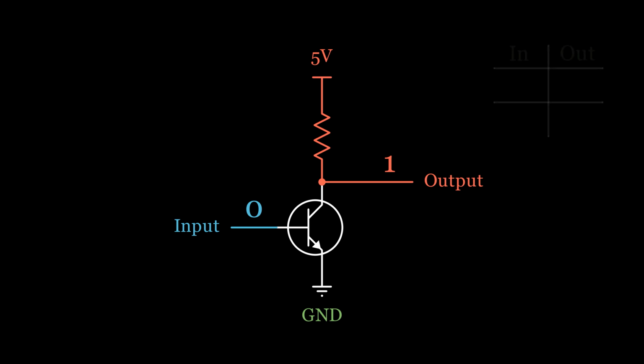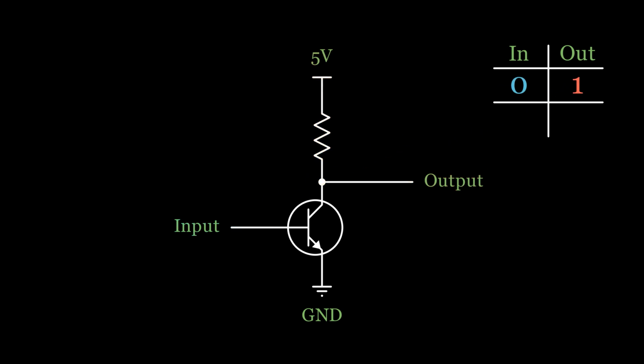Let's record that in this table, call it a truth table, and see what happens when we provide a 1 instead of a 0 at the input. Because the voltage at the base is higher than the voltage at the emitter, electricity now flows into the base, turning the transistor on. Electricity can now flow from the collector to the emitter, and it will. Because the transistor now connects the output node to ground, it forces the output to be low.